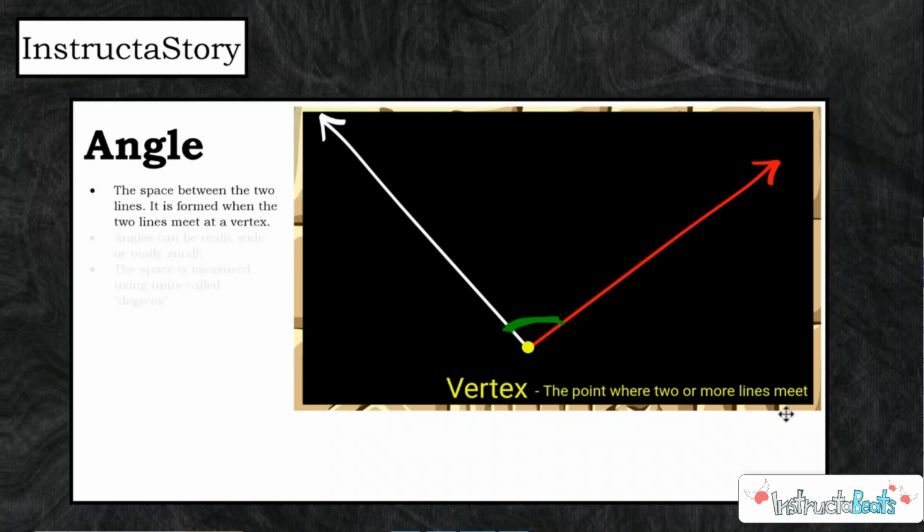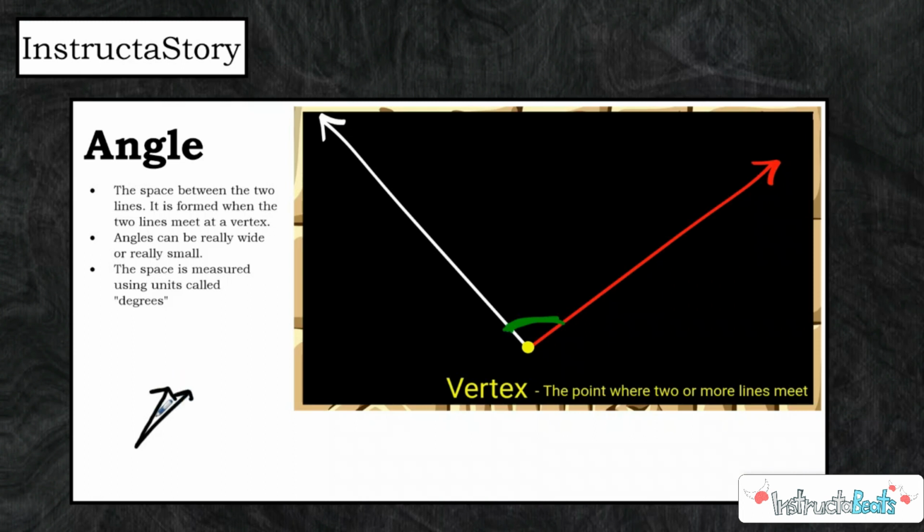So angles can be really wide or really small. Let's say we had two other rays that met right here, and they were actually really close together. That's a really small angle that they just formed. The space between them is very skinny. Whereas this one was a little bit wider, and you could even maybe have one like this, where two rays met and had this really wide space between them. That would be a bigger angle. And we actually measure these spaces using units called degrees. Our next lesson is all about what a degree is, so I'm not going to go too far into that.